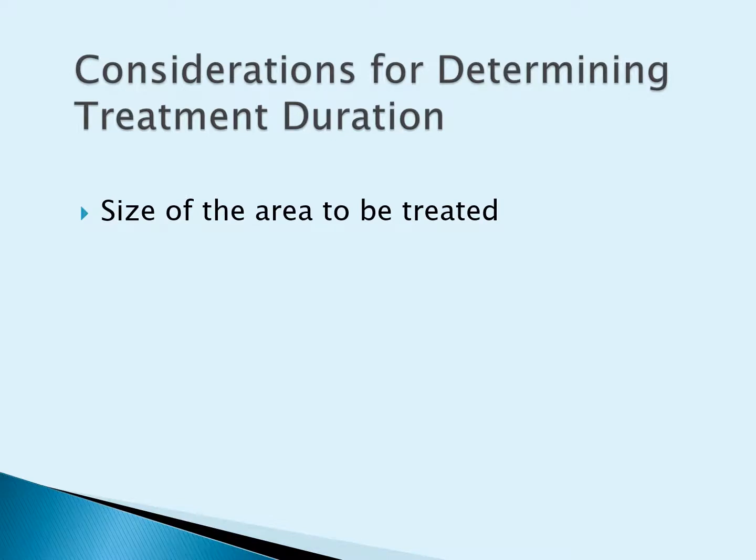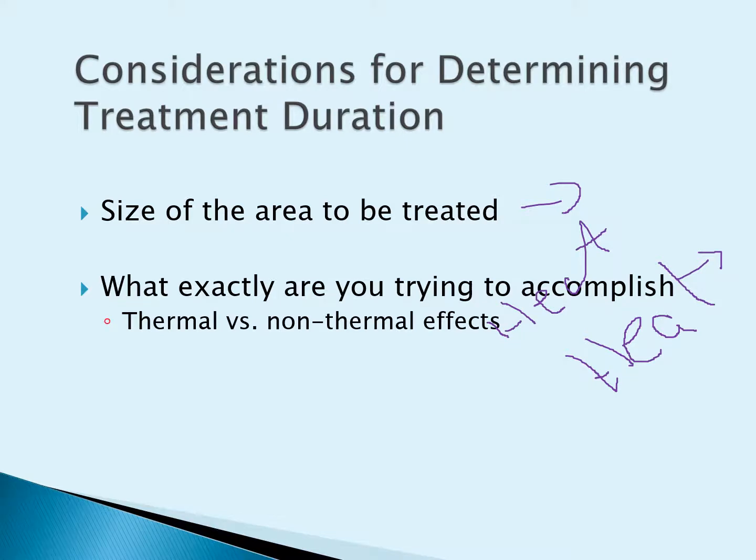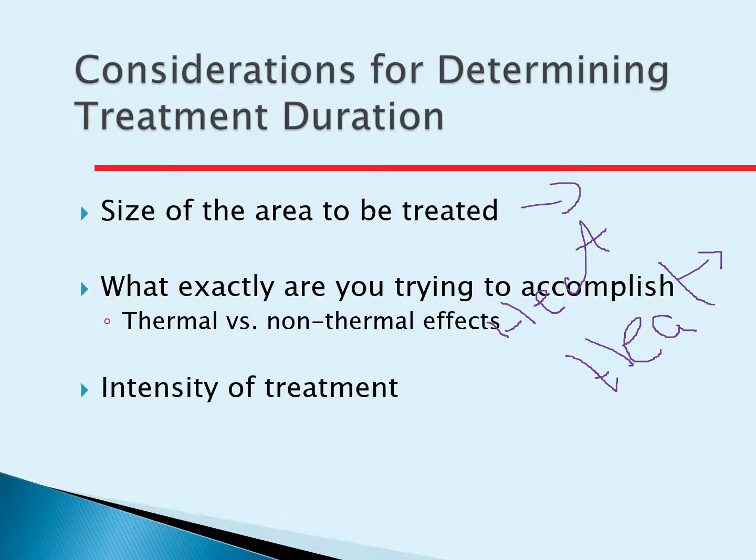Treatment duration, size of the area to be treated. It's big. What exactly are you trying to accomplish? So we have to locate how big is the area we're treating and how big is the person. What are we trying to do? Are we trying to, again, heat or heal the tissue? Does that make sense? And then thermal versus non-thermal effects, which is talked about, and then the intensity of the treatment.